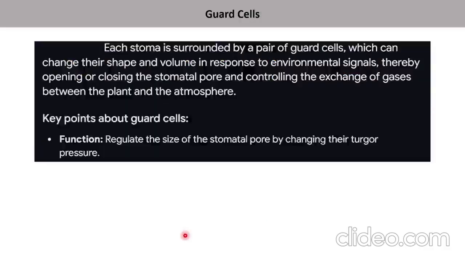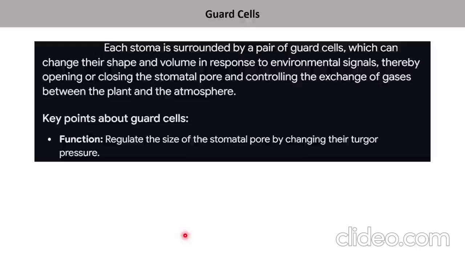Now let's talk about some key points about the guard cells. As we have been saying for very long, the function of these guard cells is to regulate the size of the stomatal pore by changing its turgor pressure. Turgor pressure is nothing but the turgidity pressure. There are two states of the cell: one is called flaccid, one is called turgid. When the cell is swollen up and has all the water content it requires, that state is called the turgid state. And when the water content is removed and the cell has less water and will not retain its shape, that state is called the flaccid state.